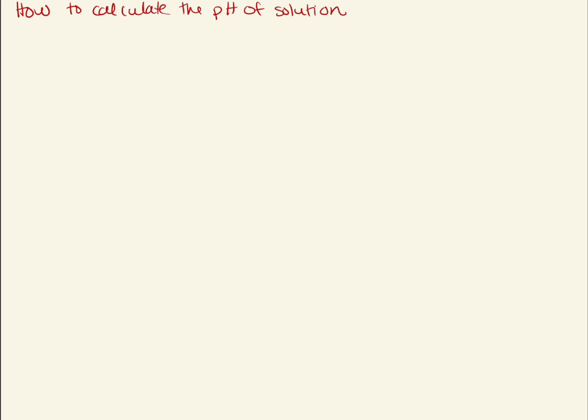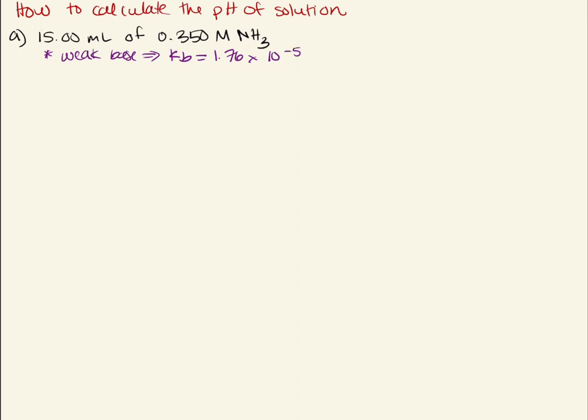So the first one we are going to look at is 15 milliliters of a 0.35 molar solution of ammonia. Notice we only have ammonia, so we don't really care about the volume, we just care about the concentration. So the first thing I notice is that this is a weak base. So I'm going to need the Kb. When I look up the value for the Kb, I can see it is equal to 1.76 times 10 to the negative 5.